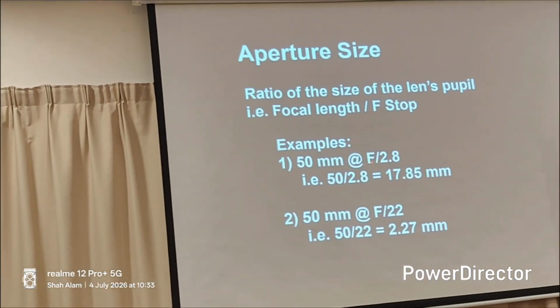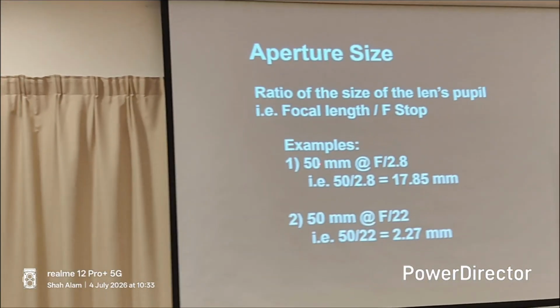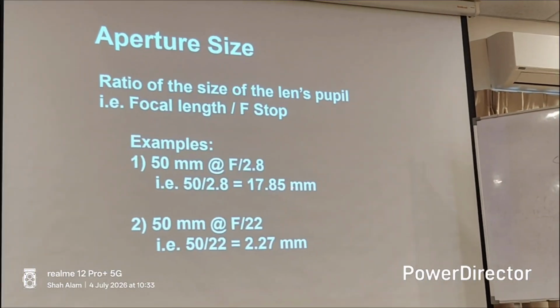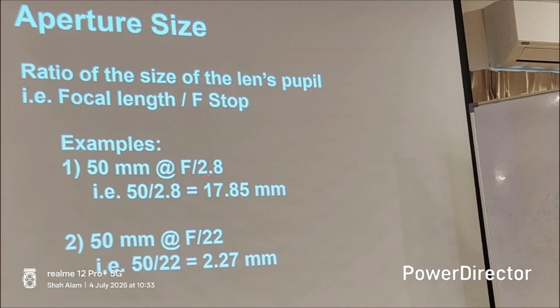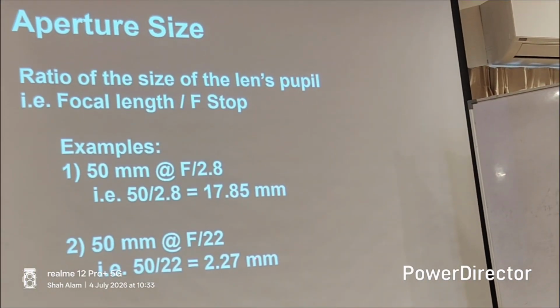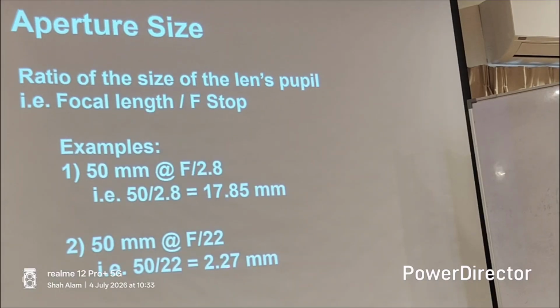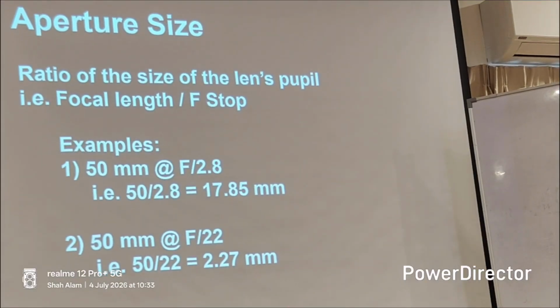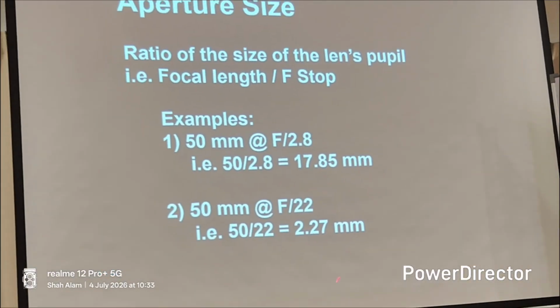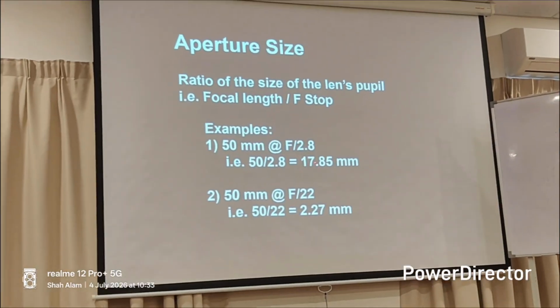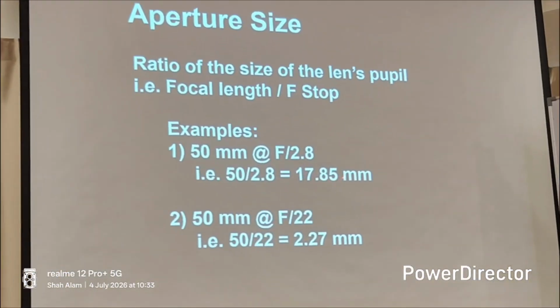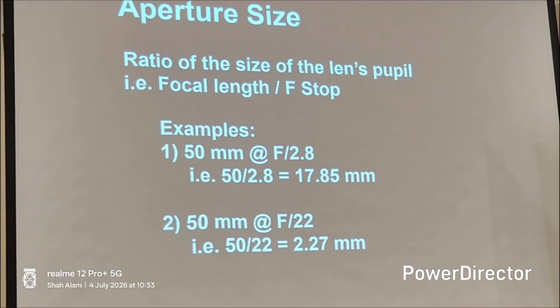If you set it at 2.8 on a 50 mm lens, this is the size of the actual opening. And if you set it at a higher number, the opening is smaller. So this is why that can be confusing. 2.8, bigger opening. 22, small opening. The number is small.